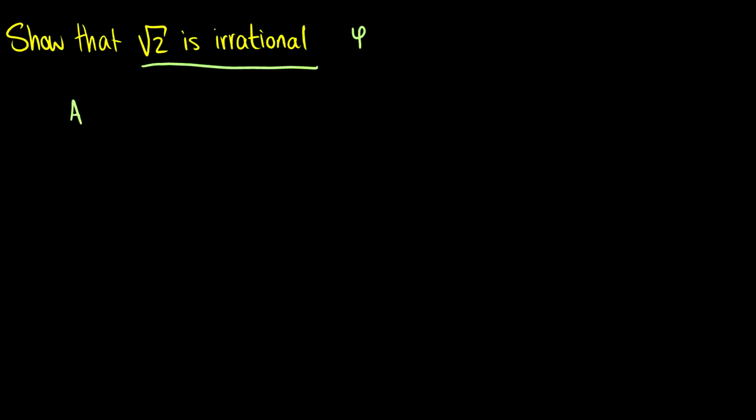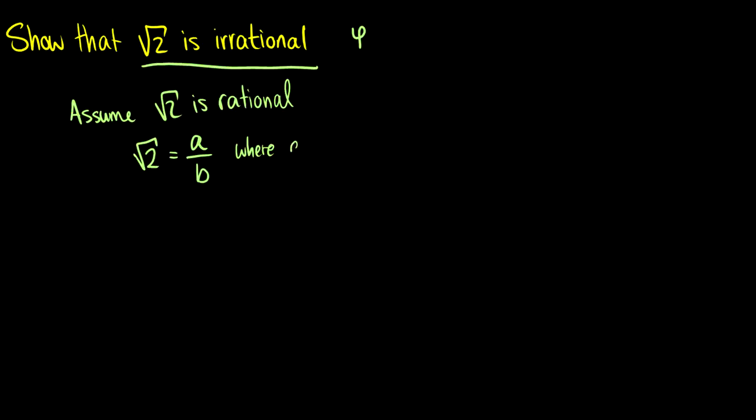So we're going to assume that root 2 is rational. That's the same thing as saying it is not irrational. What this means is that root 2 can be written as a fraction in lowest terms. So that's a over b, where this fraction, which we'll call a/b, is in lowest terms. This just means that there's no common factor between them except for 1. For instance, there's no way I could reduce a over b to any lower terms. Now we can do some algebraic manipulation.